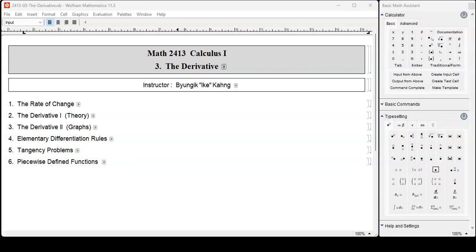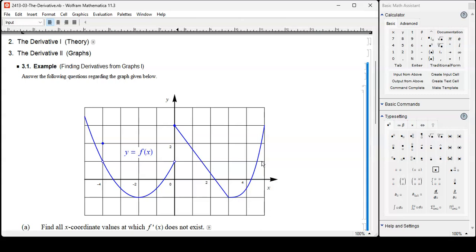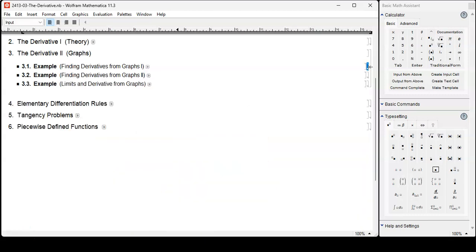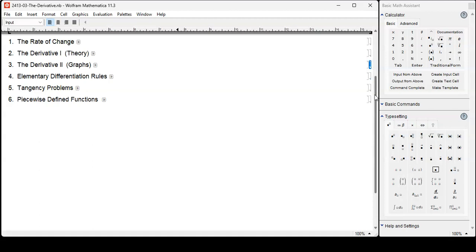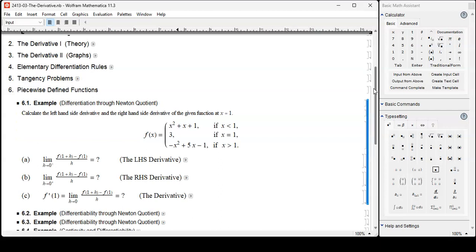Hello students, welcome back. We only have one more section to go, and in this case, it's about piecewise defined function. If we have piecewise defined functions, typically we have these kind of possible breakings all over. So the derivative computation will be a special challenge. The best way to handle it is to use Newton quotient. It always works, even though it's hardest.